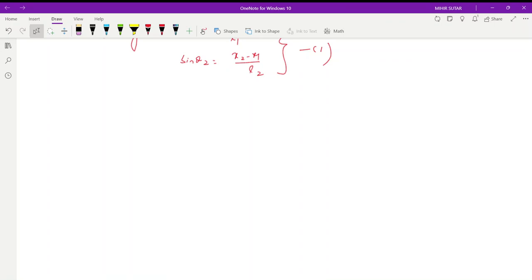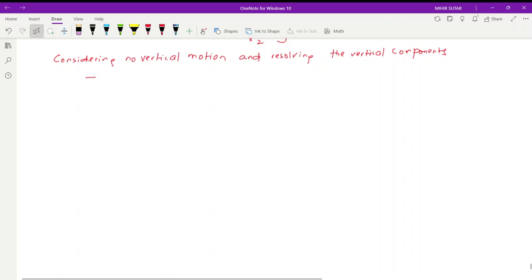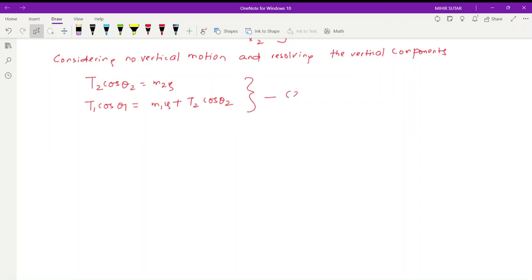Now we have to consider an assumption, considering no vertical motion, and resolving the vertical components, we have T2 cos theta 2 is equal to m2g, and T1 cos theta 1 is m1g plus T2 cos theta 2. Let's say this is equation 2.